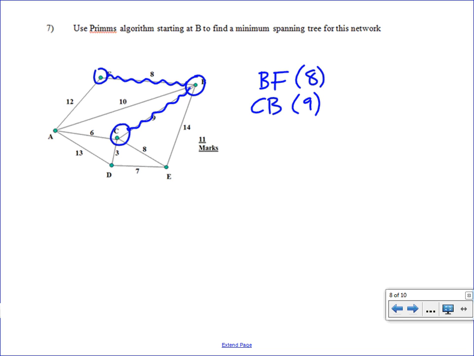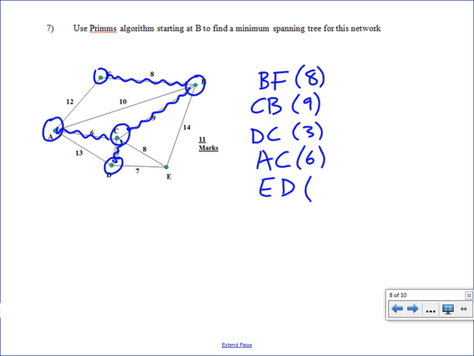Okay, I've got A, D and E still to bring in. I can bring in D very cheaply now by bringing it into C, that's 3. And that's D brought in. And I think the cheapest next one I can bring in is A, which I can connect into C, length 6. That's A brought in. And then finally I'll bring E in, and the cheapest way to get E in is to connect it to D, which is 7. So there is our minimum spanning tree. And there's the important bit, the order in which we chose the arcs.